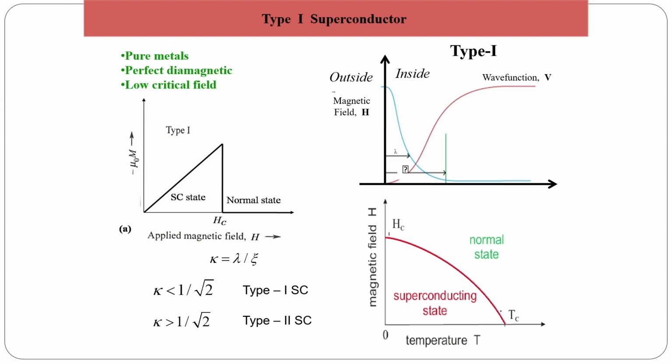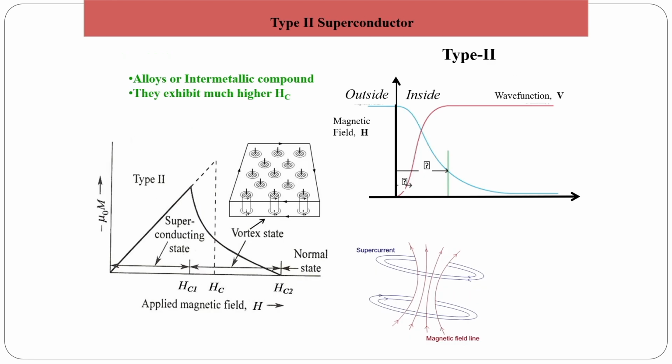Outside it's a normal metal, and inside this region there is a superconducting state. These show how the magnetic field enters the specimen, and in fact the magnetic field does not enter the specimen. It just falls off within this length lambda, called the penetration depth, and the wave function builds up and becomes a coherent wave function inside a superconductor.